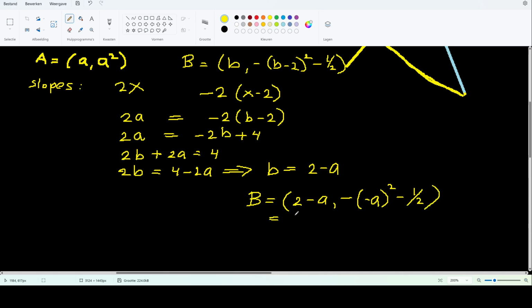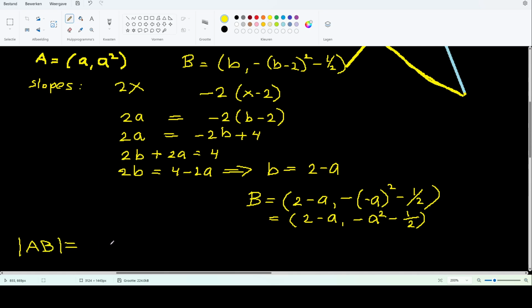And let's simplify this a little bit more. 2 minus a is already as simple as it can get. Here minus a squared is just a square, so this becomes in total minus a square minus 1/2. Okay. So this is b, and this is a. So what we can now do is put the formula for the distance between a and b. So we can write down like, what is a, b, the distance from a to b.